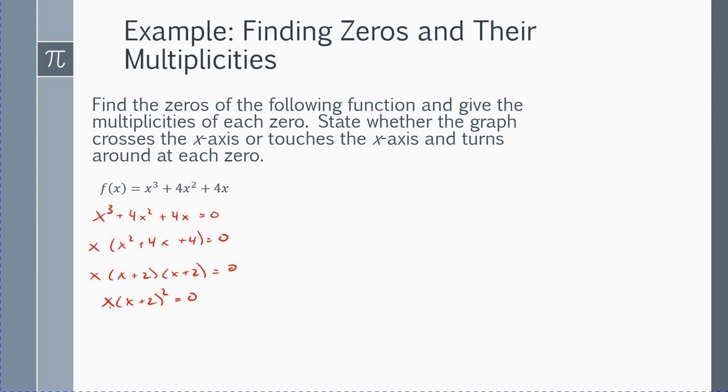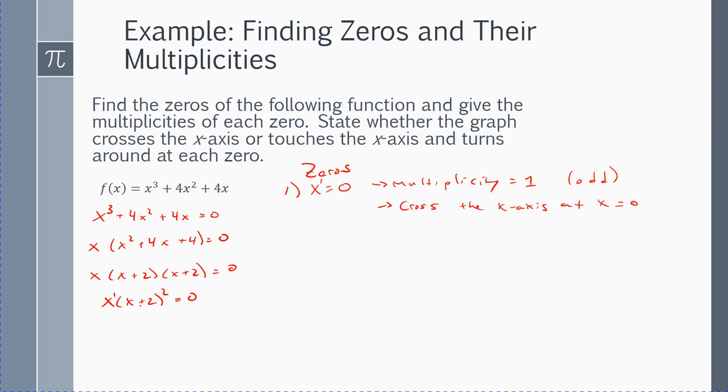All right, so look. When you have x by itself, what's really there? It's an invisible 1. So you have a zero when x is equal to 0. Notice here the multiplicity is equal to 1, so that's odd. So when you have an odd multiplicity, because the exponent there is 1, it crosses the x-axis at x is equal to 0.